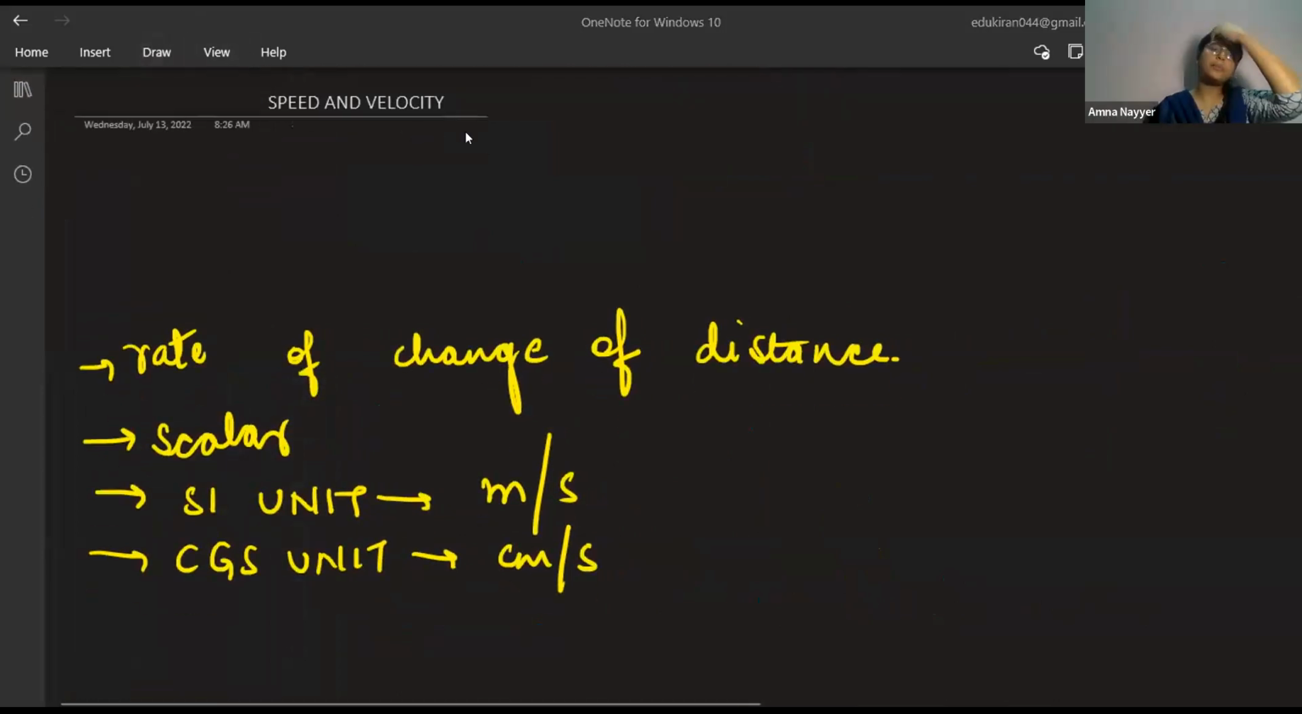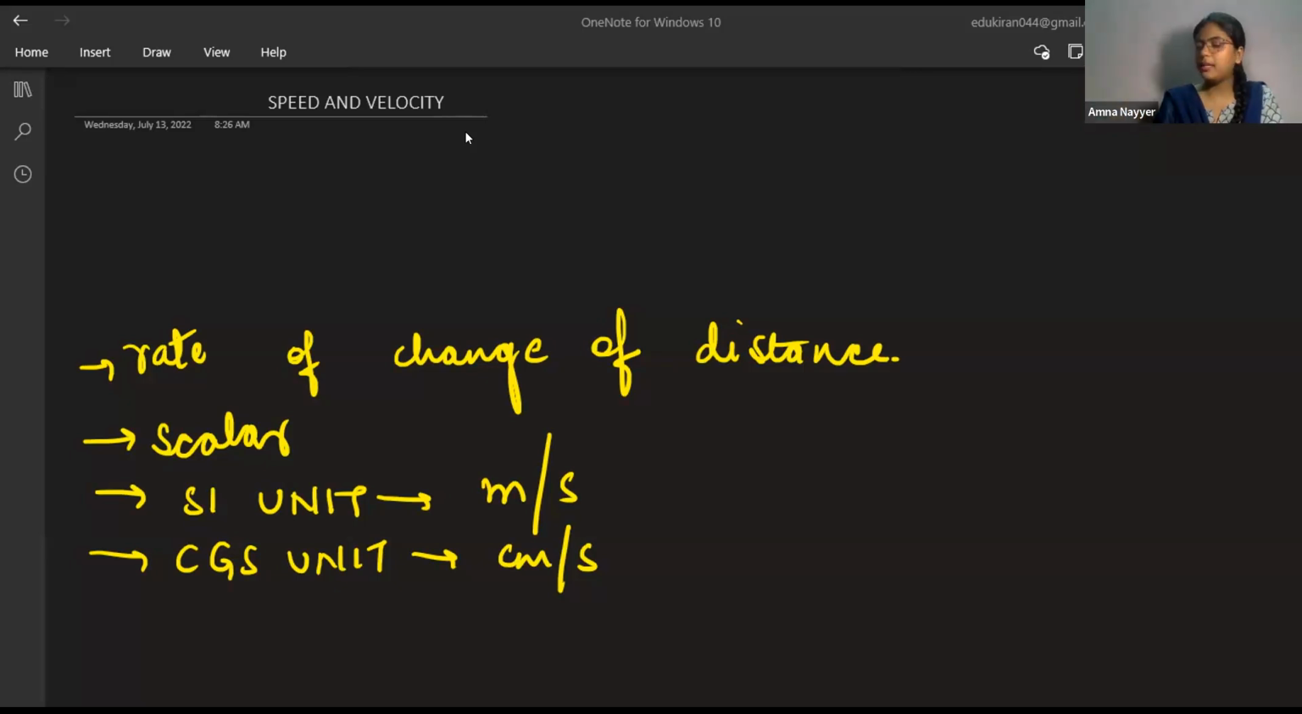Coming to the next topic, that is speed and velocity. Now, the basic topic was distance and displacement, as I've mentioned in the last class also. This will keep on building up. The building block of speed is basically your distance, and the building block of velocity is displacement. So distance and displacement will contribute to speed and velocity. Then further, speed and velocity will contribute to your acceleration. Like this, it will keep on building up.